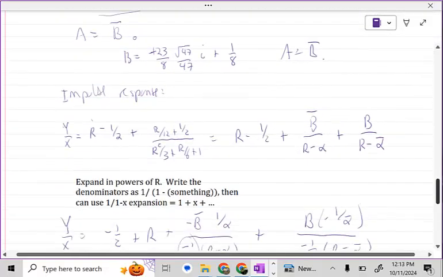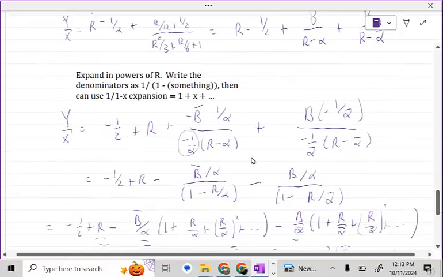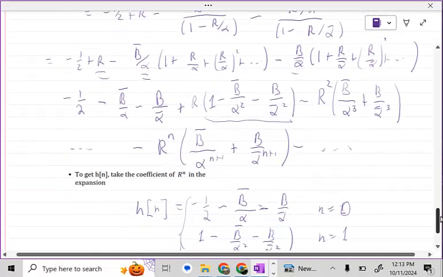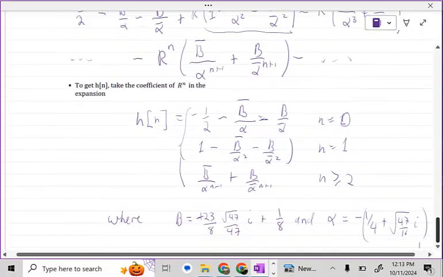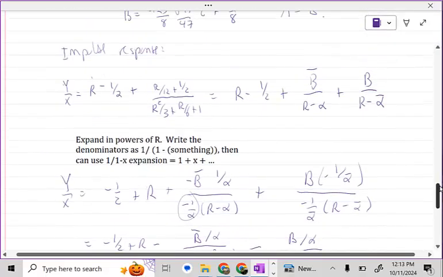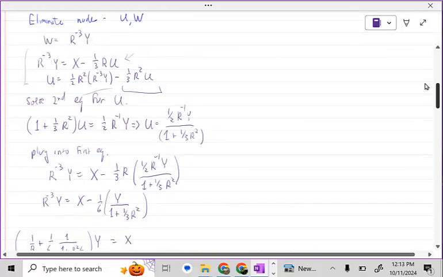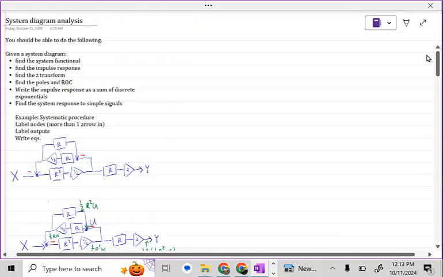Finally, to get the impulse response, I write the denominators as 1 minus something. I had to multiply top and bottom to make that happen. And once you have this expansion 1 minus something, you can expand it out in the power series. So the steps are pretty logical. It takes some time to compute, and you have to keep your calculations organized, but that's the general idea of how you do it. Okay, hope you enjoyed this video.